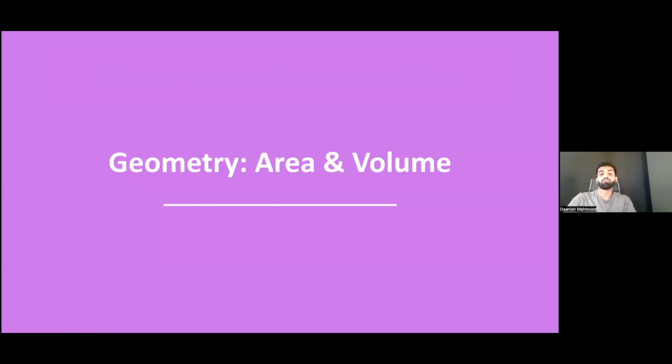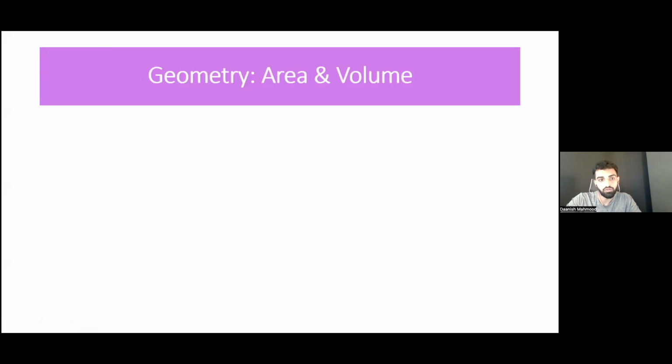Okay, next section is geometry, which is area and volume of shapes. There are a few formulas you need to know for this one, and we're gonna run through those. So the basic thing is area, perimeter, and volume calculations. So you guys will know what these are. Area is obviously the inside of the shape. Perimeter is adding up the sides. And then volume is 3D space.